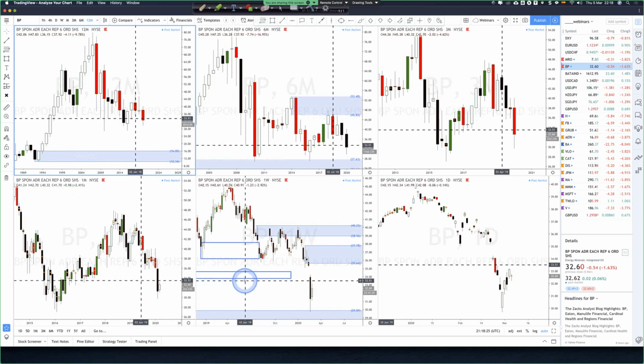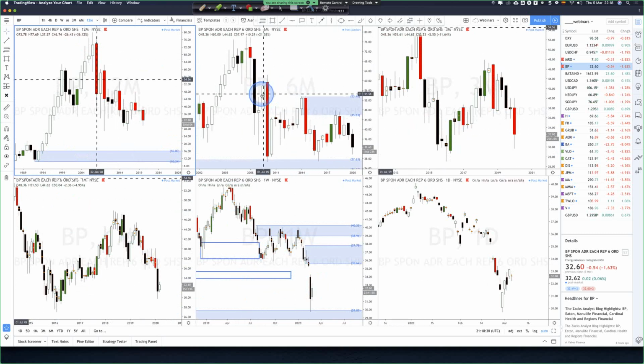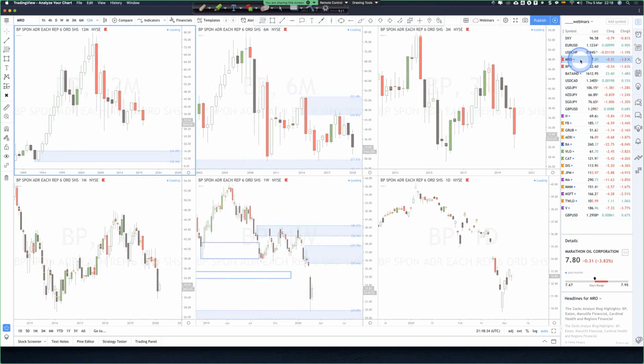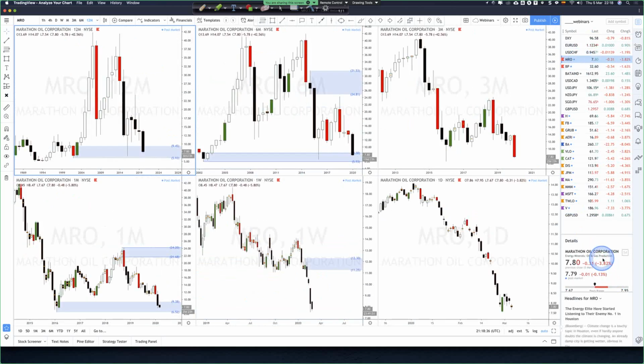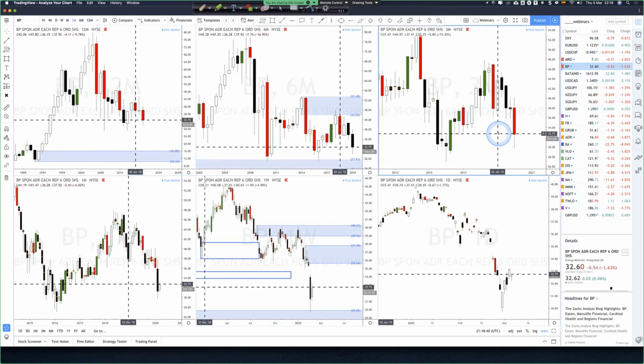Great, glad to help. This is BP. This is highly correlated. This is integrated oil. The other one was oil and rig, I think, oil and gas production. But it's the same thing. If we look at Exxon, it will be the same thing.